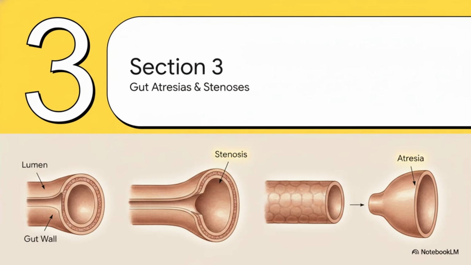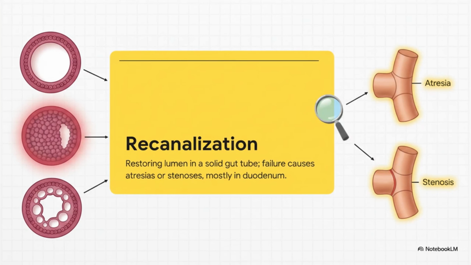All right, Section 3, gut atresias and stenoses. Let's shift our focus to the inside, the internal lumen of the gut tube. What happens when the normal microscopic hollowing out process just fails? Well, you get atresias and stenoses. Now, these can happen anywhere from the distal portion of the duodenum all the way down, but they happen most often in the duodenum itself, with the fewest occurring in the colon. Upper duodenal atresias are super heavily tested, and what causes them?